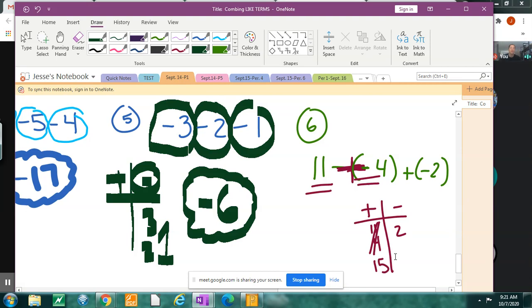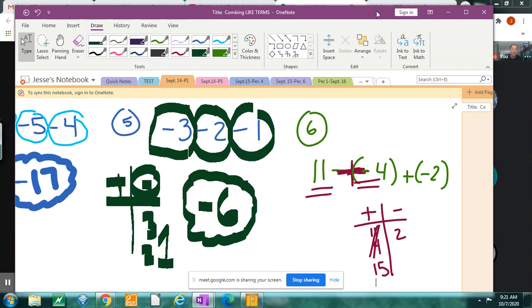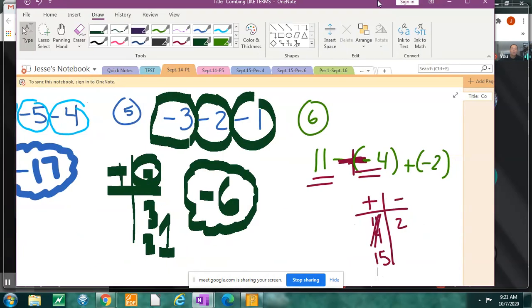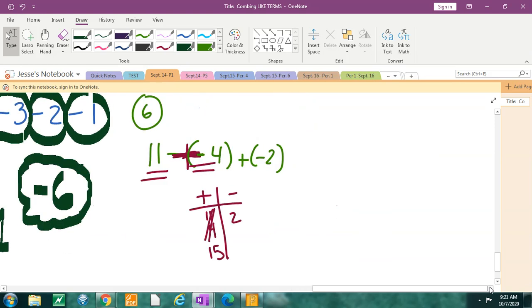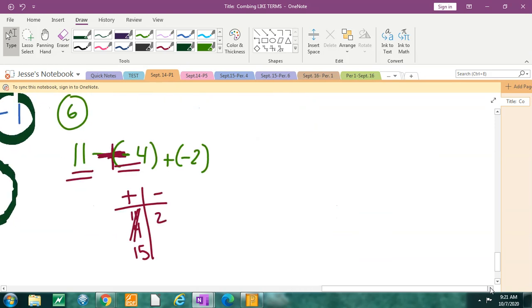So what's my answer? Let me pick someone. What'd you get? Alejandra, what's my answer? You missed it by 1. 15 take away 2 is 13, yeah. Positive or negative? Very good.